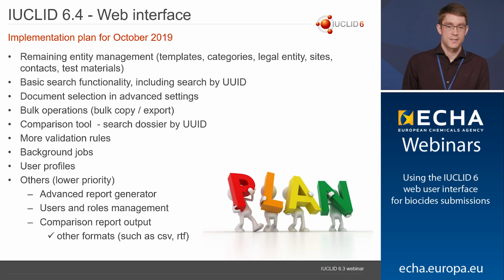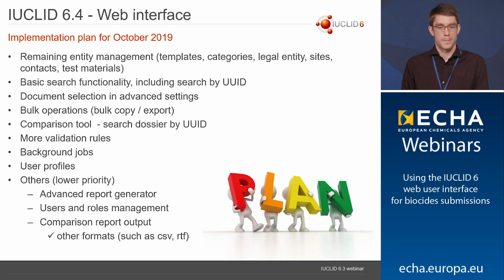We'll also provide the basic search functionality in the web interface. This currently is very limited. You can only search by Dossier UID and do some basic searches in the mixture list, for instance. And this will be expanded for the October release. This includes an expanded search by UID.